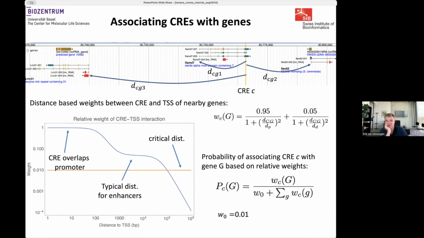Gene 2 here, SEC62, is at a certain distance, d_C,G2. There's a third one here to the left, a gene LRC31 at some distance, d_C,G3. And so we're now going to assign a weight of the likelihood that this CRE affects each of these genes, that depends only on these distances. And this function has this kind of shape. This is its formula. And basically it's characterized by two characteristic distances.